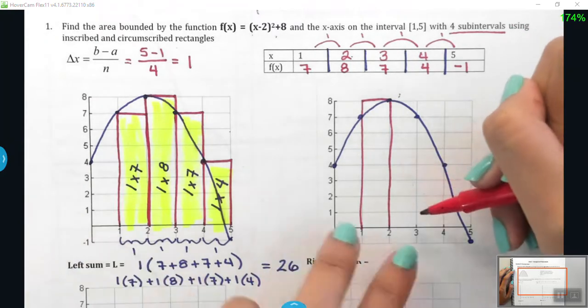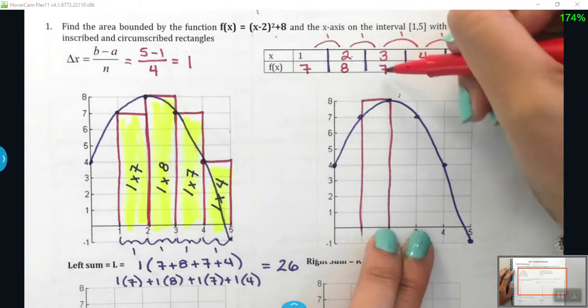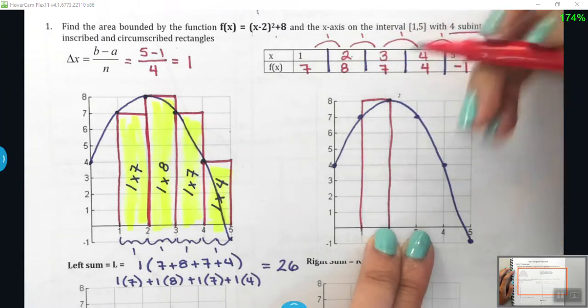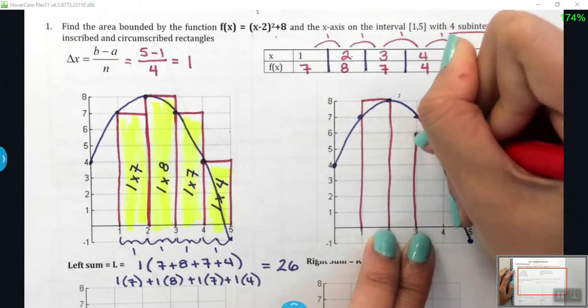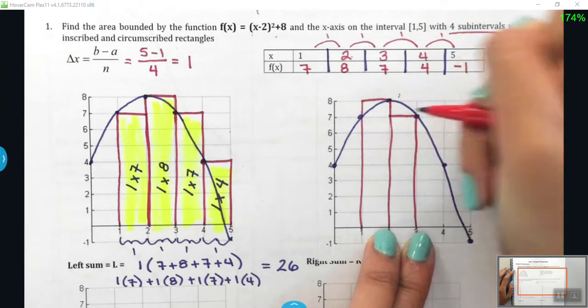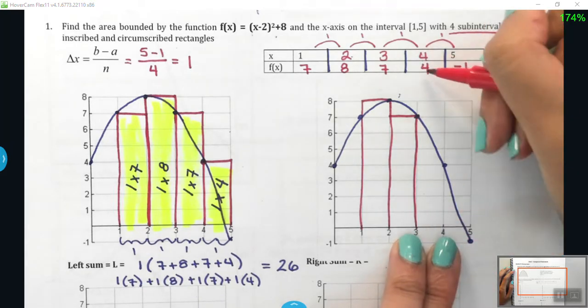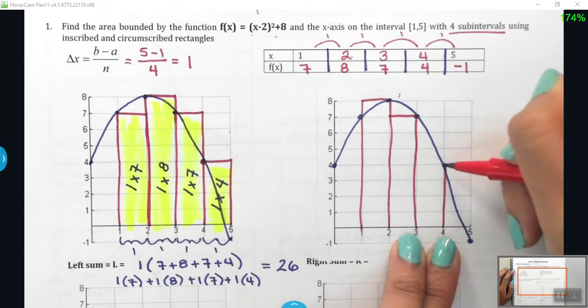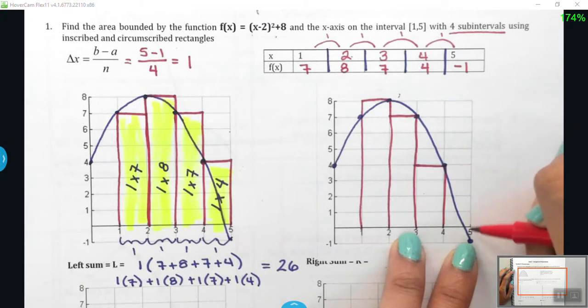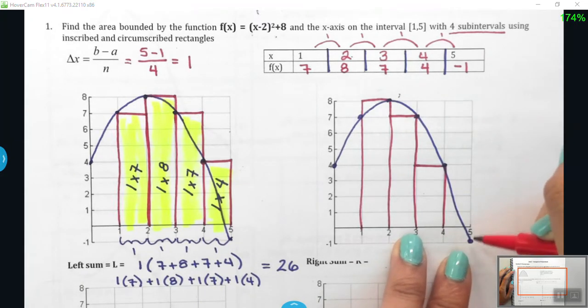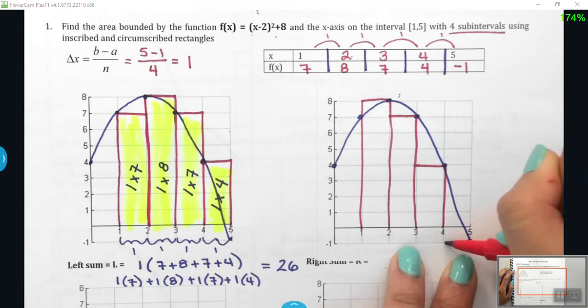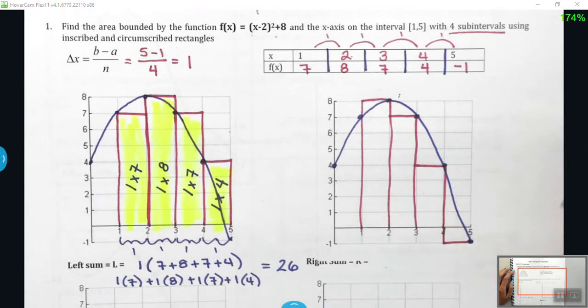In between 2 and 3, I choose the one on the right-hand side, which is 3, so we go up to 7 at 3 and draw a rectangle over and then down. In between 3 and 4, we choose 4 as my point, draw a rectangle up and then over, and then at 5, my rectangle is down here at -1. So the area, you can have negative area when it comes to integration.